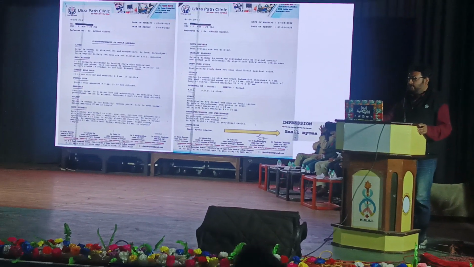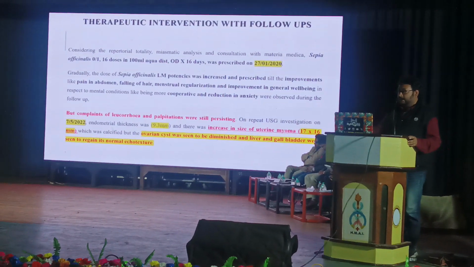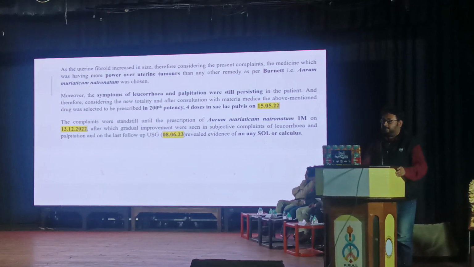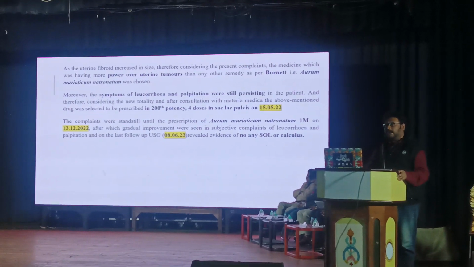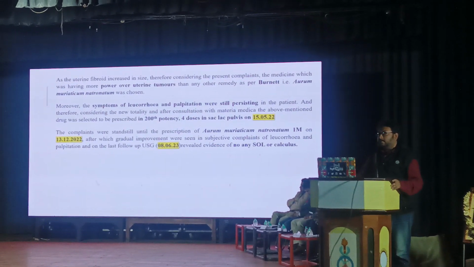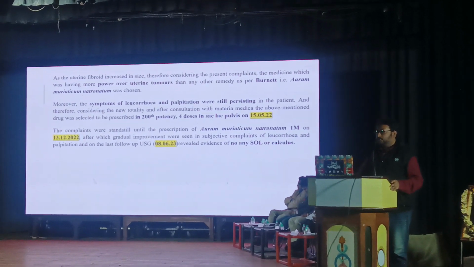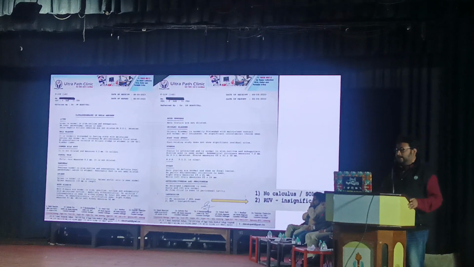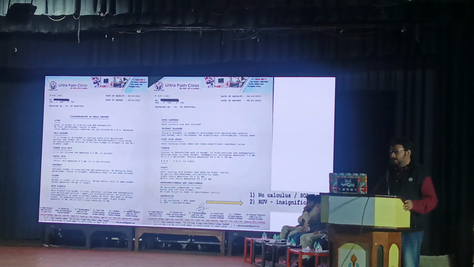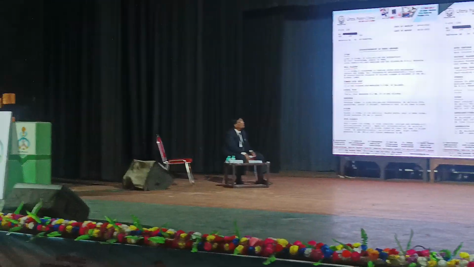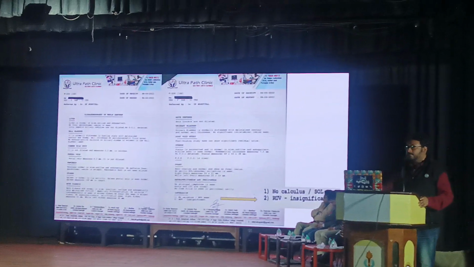So, at this point of time, I couldn't continue with Sepia, but I went with a specific remedy here, which is very specific as per Burnett, that is Aurum muriaticum natronatum, for fibroid uterus. I started with 1 potency, and I landed up with 1 potency after a few months. And then when the USG was repeated 1 year later, in June 2023, the fibroid uterus was also gone.